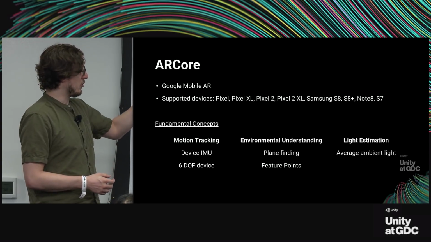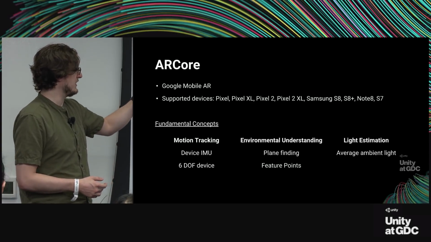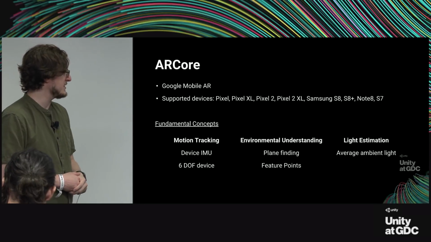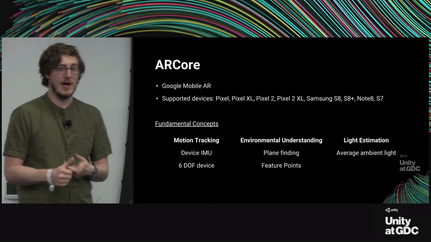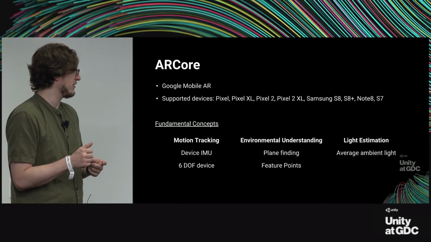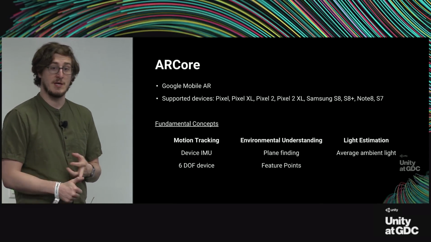The core functionality of ARCore and the fundamental concepts are things like motion tracking. This is using device IMUs. IMUs are things like the gyroscope and accelerometer.